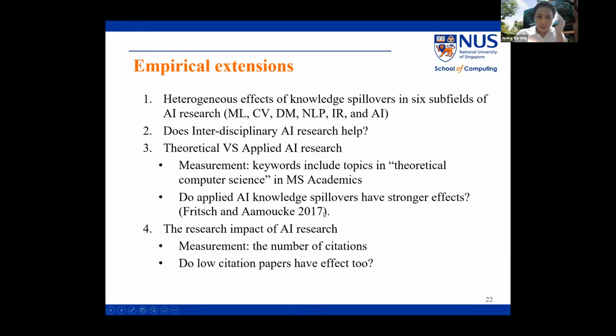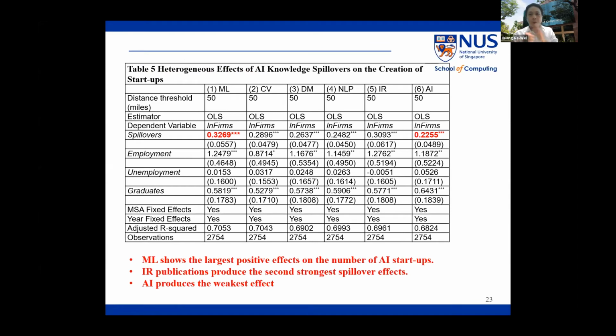We analyze different subsets of the AI papers, which I'm really curious about and wanted to know the answer to when I first studied this research. So we will analyze each subset of the AI papers: interdisciplinary or not, theoretical versus applied, and research impact, high citation versus low citation, and we see what's the difference in the spillover effect. So this one is for different fields. We really try different versions, different tests.